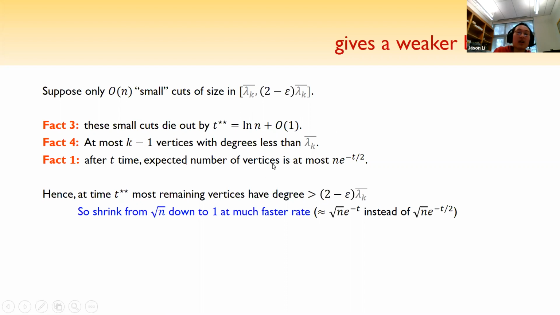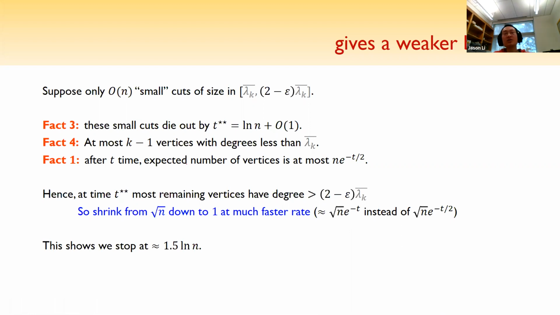Now this only applies from time ln n to 2 ln n. Now by ln n, we should expect roughly root n vertices remaining. So that means going from root n down to 1 will be at a faster rate than what Karger-Stein originally had. It will be a rate of root n times e to the minus t rather than e to the minus t over 2.